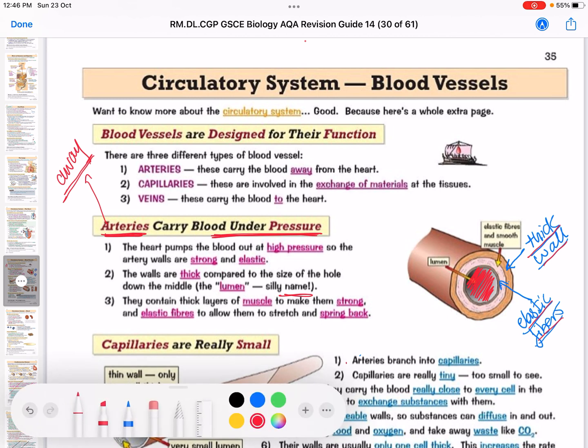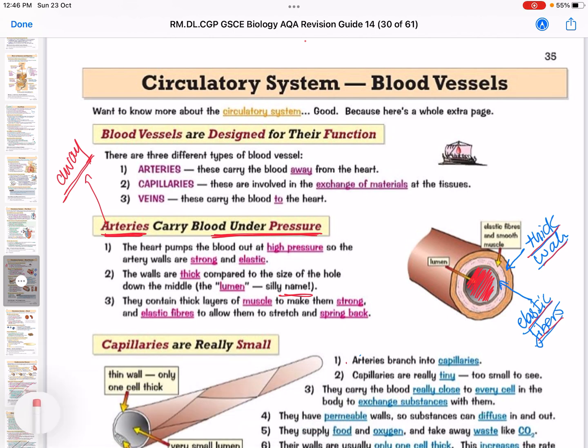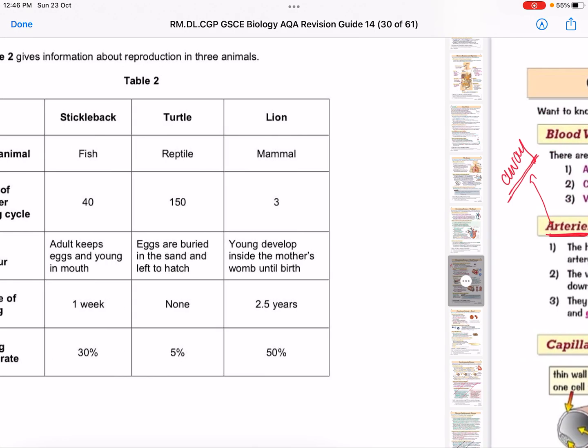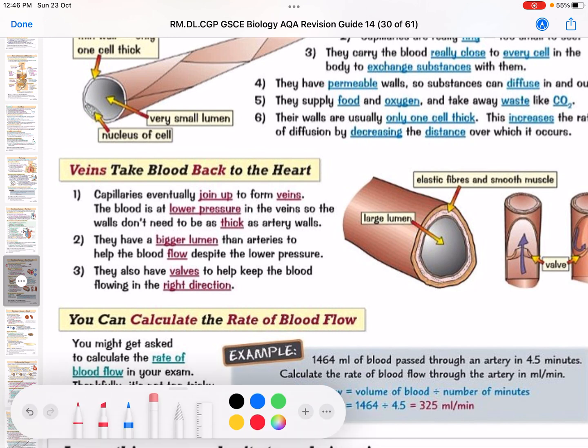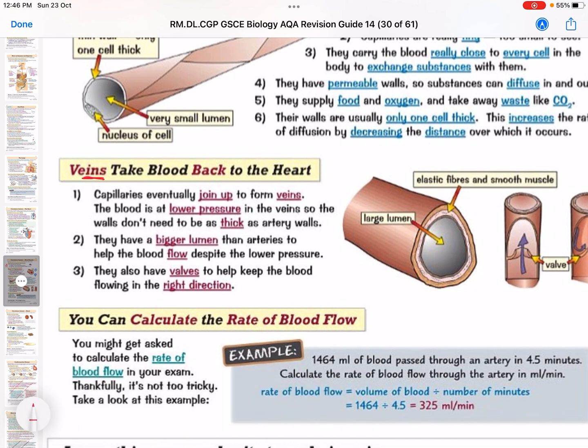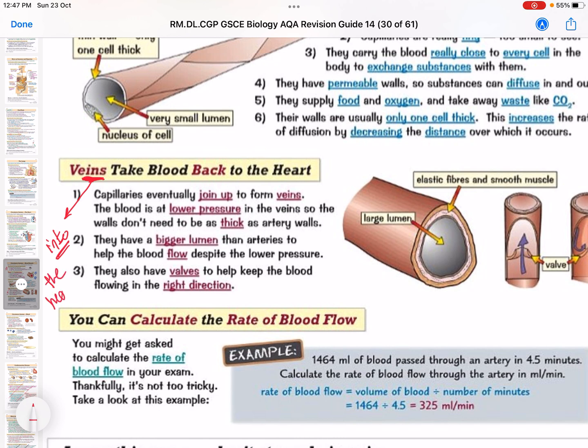If we move to the structure of the veins, okay, we will see that veins are blood vessels that take the blood back into the heart. So, vein for into, so it takes the blood back into the heart. And for the veins, if you notice, the wall is not very thick, it's actually a thin wall, okay.